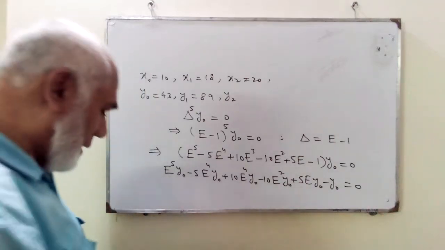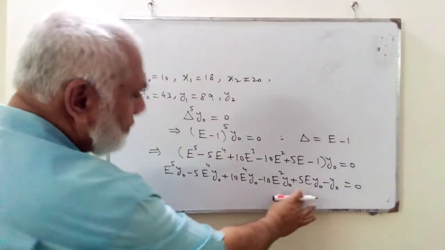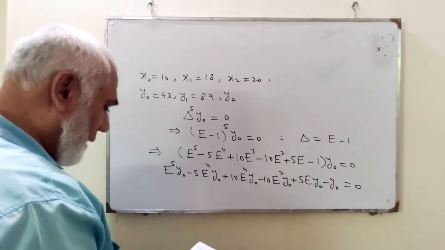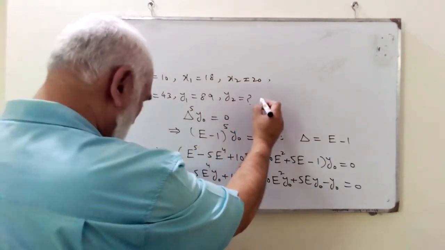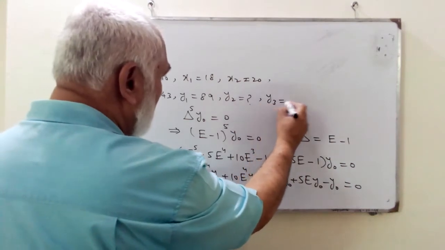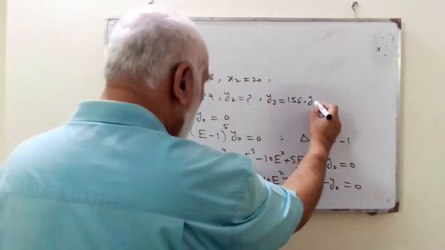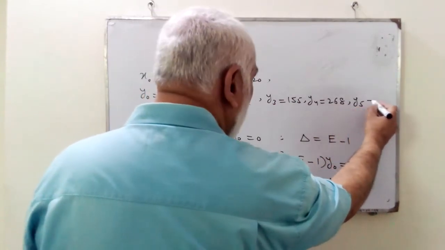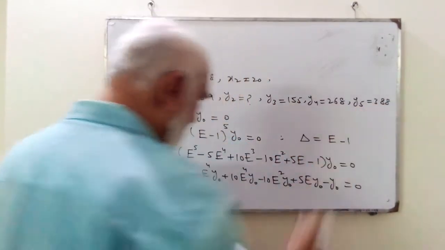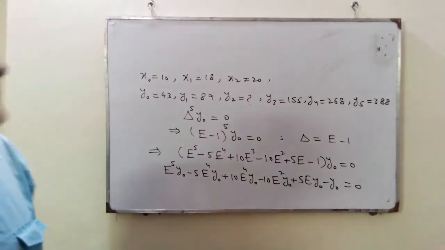We have to use the values of y. The values of y are 43, 89, y2 is missing, y3 is 155, y4 is 268, and y5 is 388. We have to use these values, so we keep them on the board.